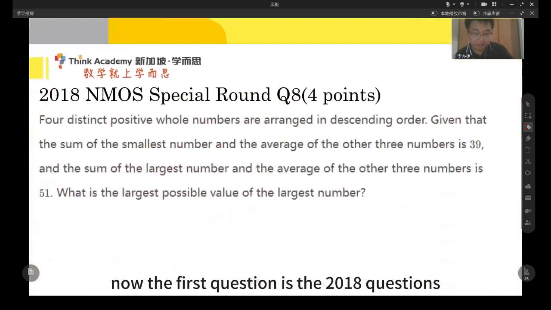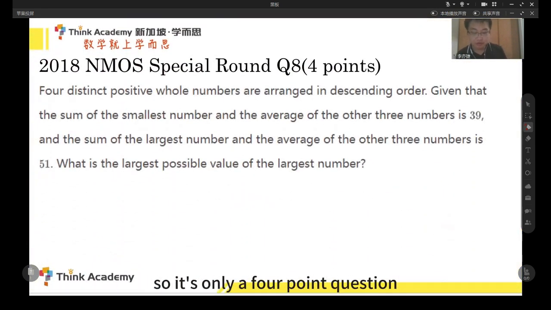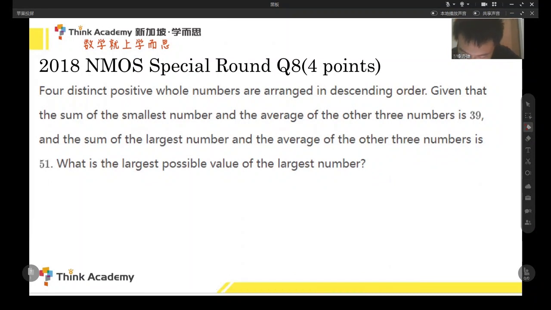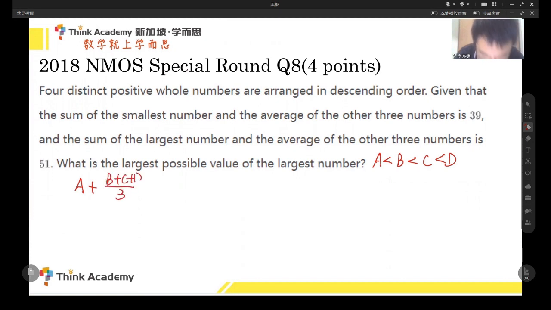Now the first question is the 2018 question. It's only a 4-point question, but I don't think it's very easy. There are 4 distinct numbers in ascending order, maybe A, B, C, D. We know the smallest number A and the average of the other three, which can be written as (B plus C plus D) over 3, is 39.